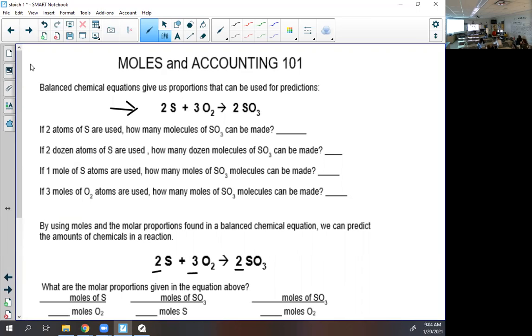If you would, you can start by balancing that equation. What? You all balanced it already. Oh, it's already balanced. Golly, what a blunder. All right, so balanced chemical equations give us proportions that can be used for predictions.